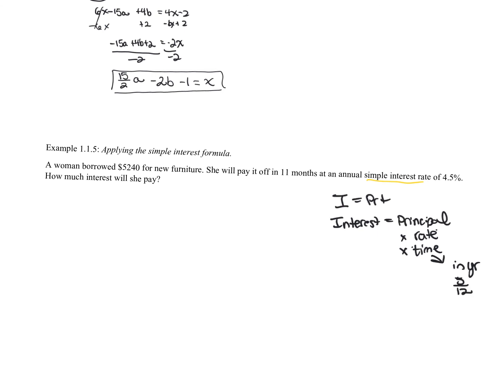So let's try. A woman borrowed $5,240 for new furniture. She will pay it off in 11 months with an annual simple interest rate of 4.5%. How much interest will she pay? So interest equals my principal amount, $5,240. I invest this at a rate of 4.5%. You have to change the percent to a decimal by moving the decimal point over twice, so 0.045, and my time is 11 over 12. And you should get the interest she paid when you type that in a calculator is $216.15.